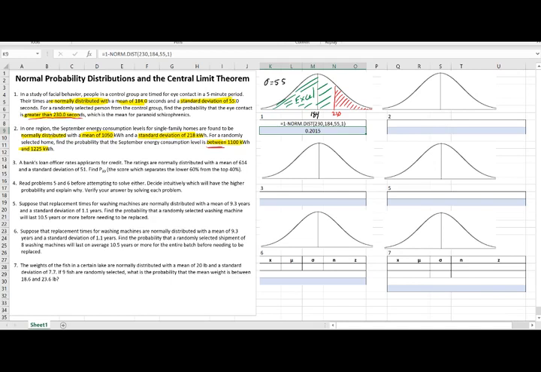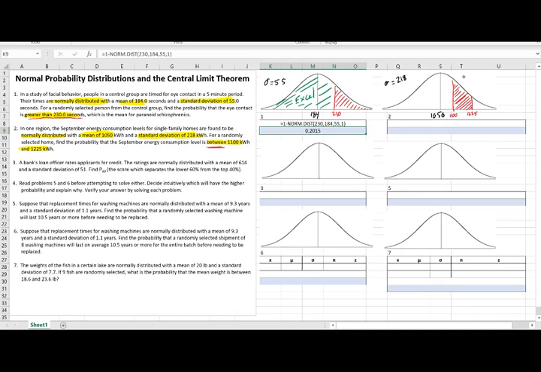Okay, so let's come over here to the graph. For number 2, we're given that the mean, the center of the graph here, is 1050. We're given that the standard deviation is 218. Now we're looking for the probability that our random variable takes on a value between 1100 and 1225. So we're looking for the area under the graph between these two x values.